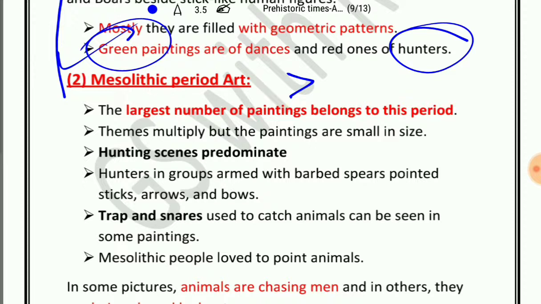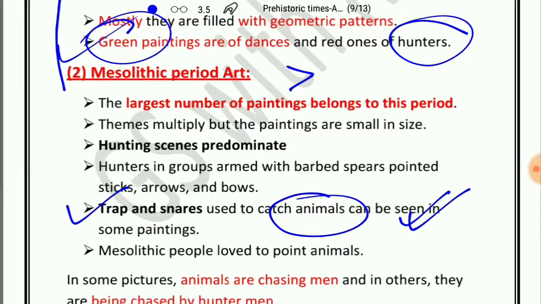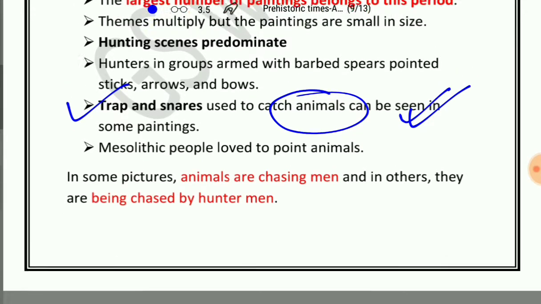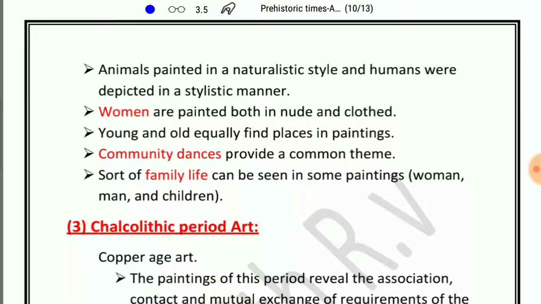They also used traps and snares to catch animals, which can be seen in some paintings. Mesolithic people also loved to paint animals. So these are the features of Mesolithic period art. In some pictures animals are chasing men, and in others they are being chased by the hunters. Also the animals were painted in a naturalistic style and humans were depicted in a stylistic manner.